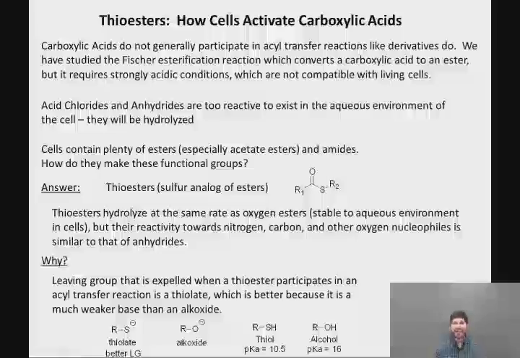Again, all of these are labeled in the diagram on the bottom if you are unfamiliar with this terminology. A thiol is the sulfur equivalent of an alcohol. A thiolate is the sulfur equivalent of an alkoxide. But a thiolate is a much weaker base than an alkoxide is, because to know how strong a base is, you've got to look at the pKa of the conjugate acid. An alcohol has a pKa of 16, whereas a thiol has a pKa of 10.5, because the thiol is much more acidic. The thiolate is a weaker base.